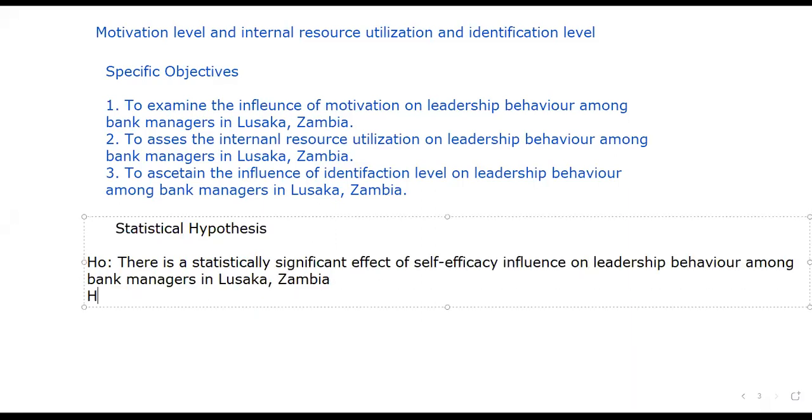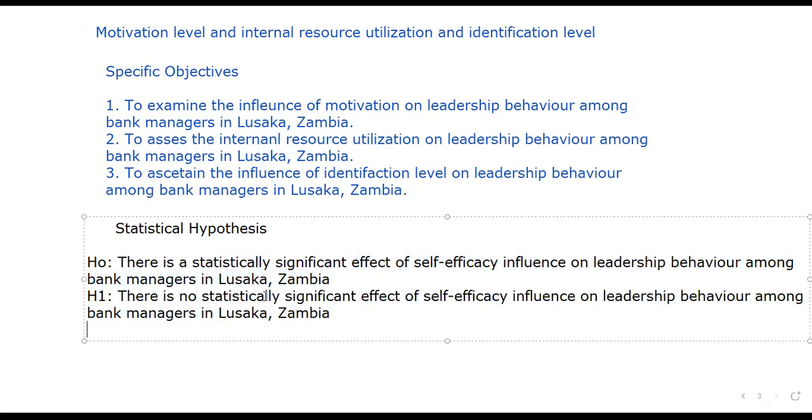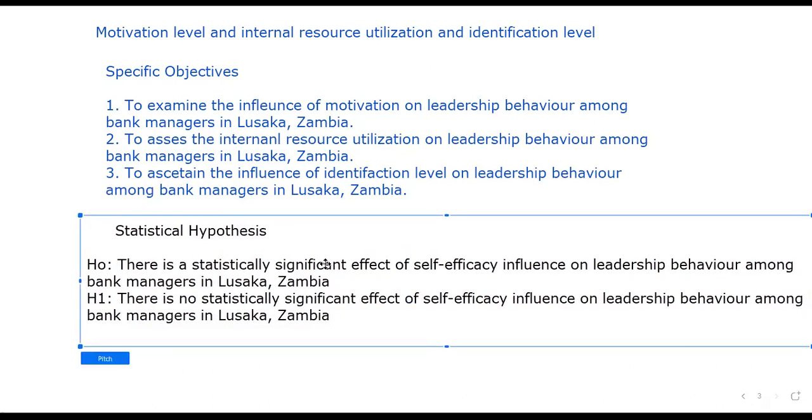Then the alternative could be H1. It doesn't matter really whether it's H1, H0, or H2, H3, as long as there's one and then there's another. So the other one will be the opposite of what you just stated. So I will say there is no statistically significant effect of self-efficacy on leadership behavior. Great. So this is your statistical hypothesis, and you get this correct.